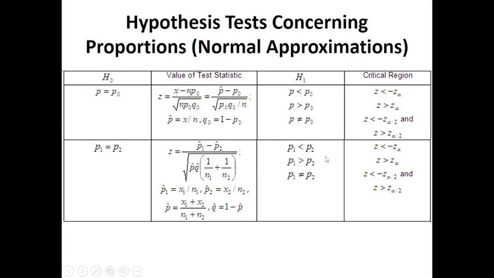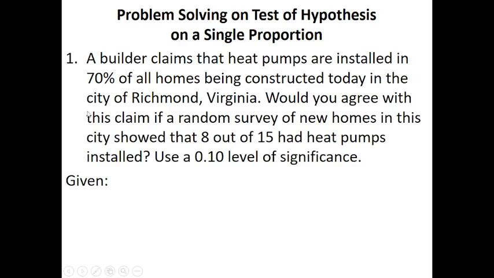Let's now proceed with our example. So here's the example. Let's first concentrate on problem solving on test of hypothesis on a single proportion. Here's the claim. A builder claims that heat pumps are installed in 70% of all homes being constructed today in the city of Richmond, Virginia. Would you agree with this claim if a random survey of new homes in this city showed that 8 out of 15 had heat pumps installed? Use a 0.10 level of significance.